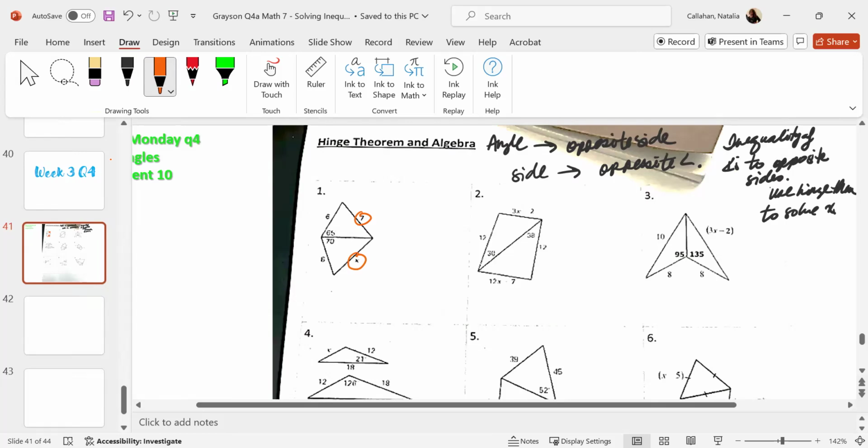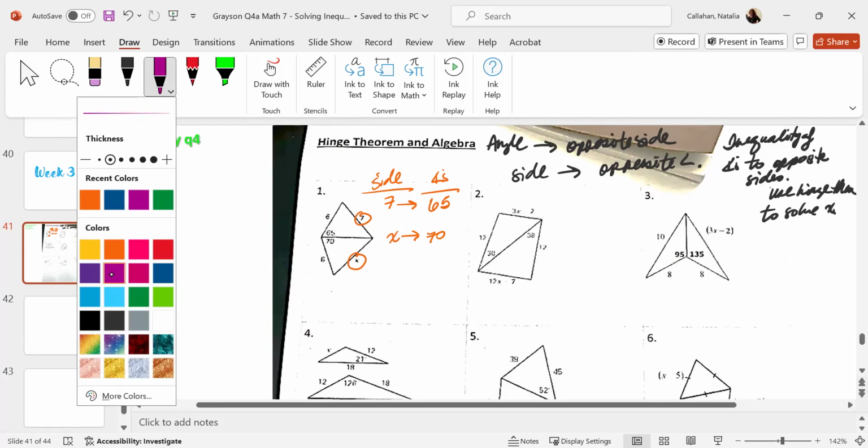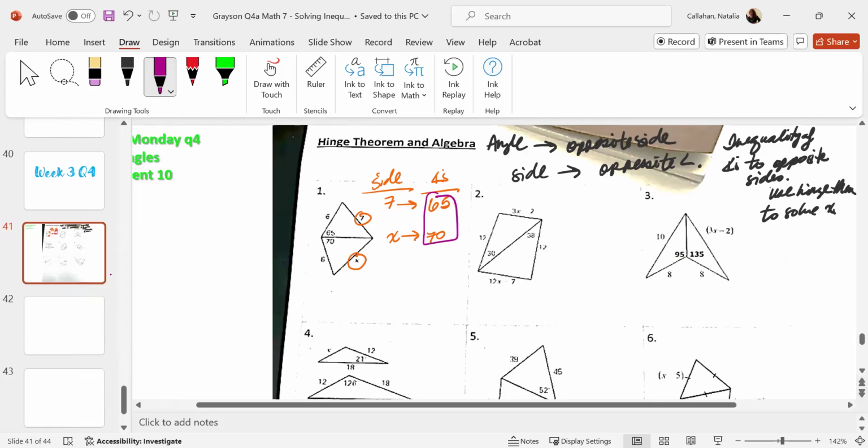Which angle is opposite of 7? 65. Which angle is for x? 70. Look at the angles. Since you have these two that are given to you right there, what is your inequality for the angle? How would you write it? What is greater than what? 70 is greater than 65.